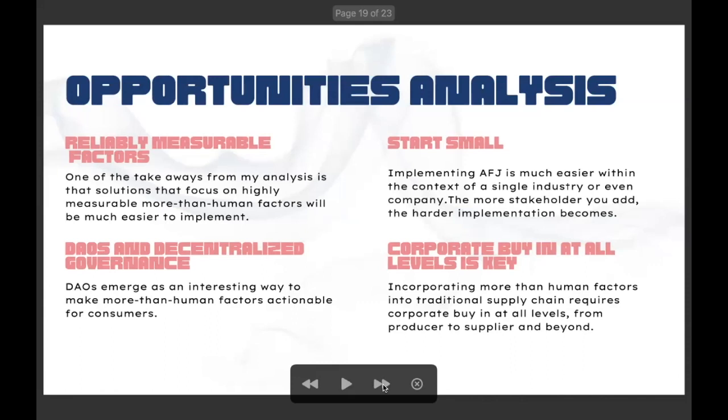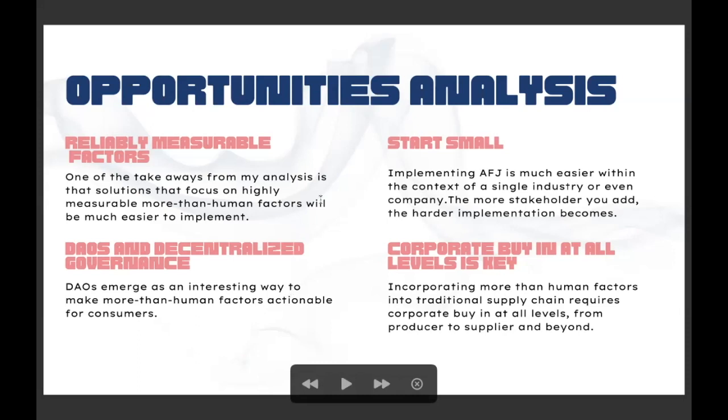In terms of finding opportunities in this space, again, it's still very early, and I want to be really clear that this is by no means done, but the things to look for are reliably measurable factors. One of the big takeaways is that solutions that focus on highly measurable, more than human factors will be much easier to implement. The next takeaway is that starting small is really important. When I did my interviews with suppliers, they said, we could try it on one product. Even then it seems difficult, but starting small with maybe one berry at Driscoll's might be a potential way to do it. But the more stakeholders you add, the harder implementation becomes.